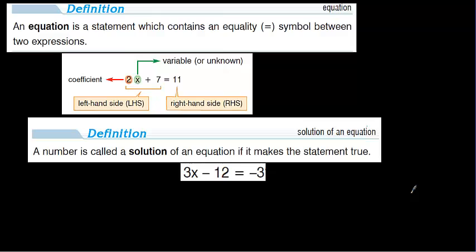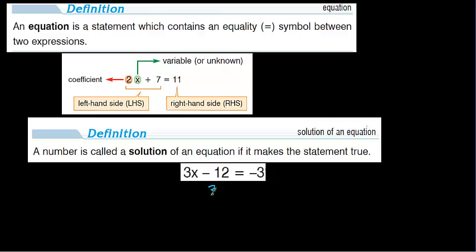We have the second definition here, the solution. A number that makes the statement true is called a solution. So we are looking for the solution here, and generally we are using the like terms together method. We are collecting the like terms together. The 3x here, 3 times x, is going to stay on one side, and the known terms, like numbers, we are going to collect on the other side.